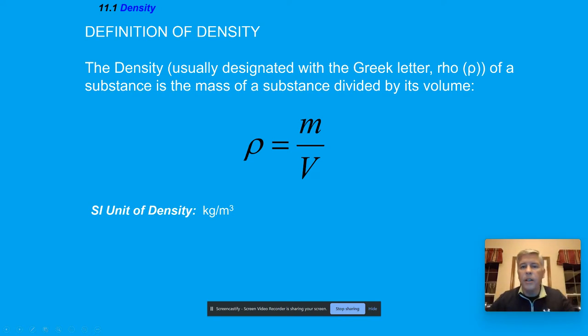This particular set of notes, we're talking about density and Archimedes' principle. Those are the two major things that we're going to be tackling.